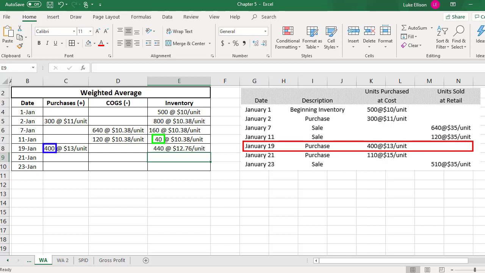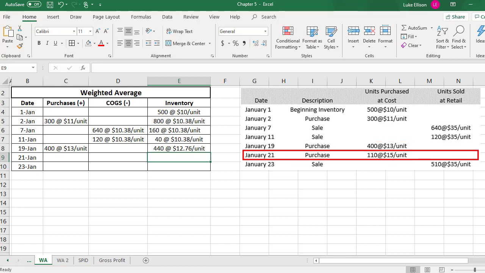Next, on January 21st, we have a purchase of 110 units at $15 per unit. Since we have a purchase, we can record these units in the purchase column.